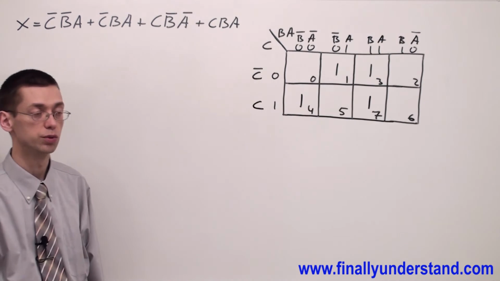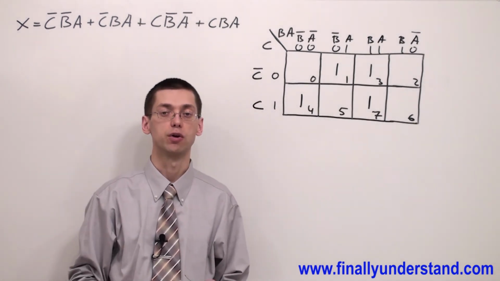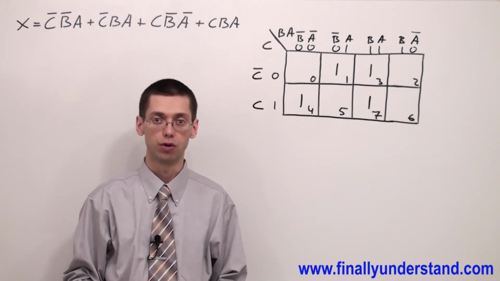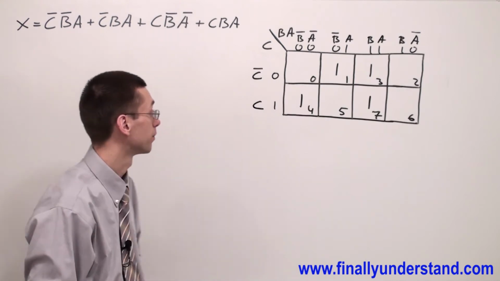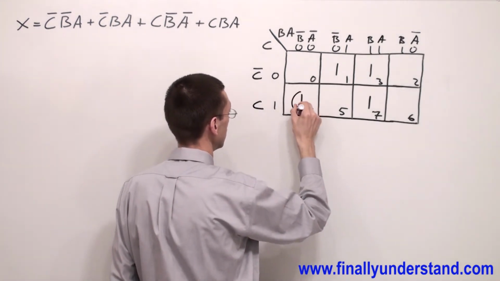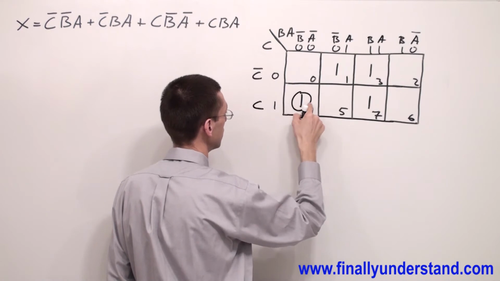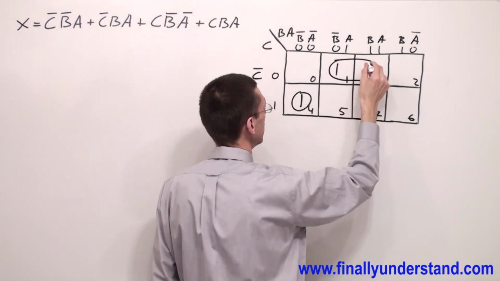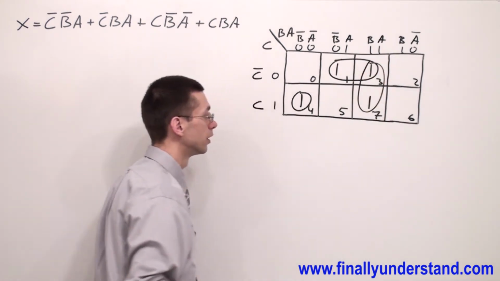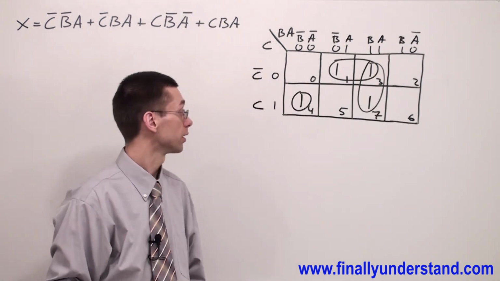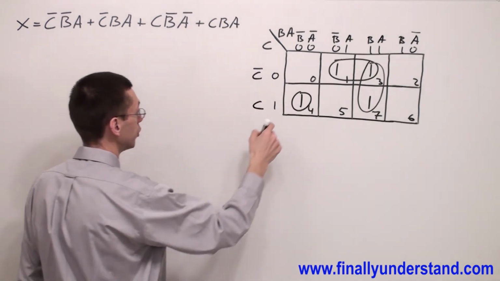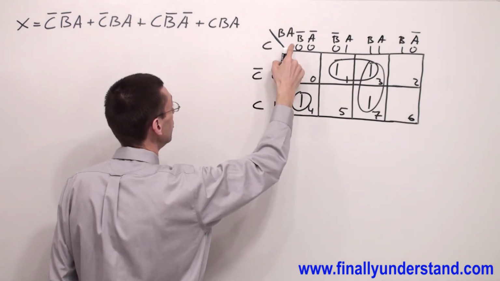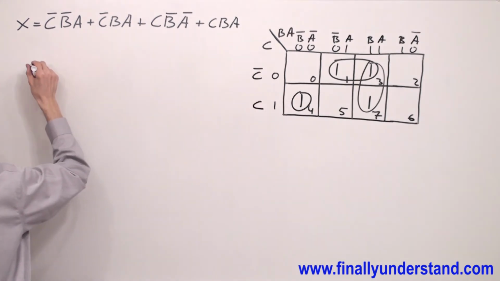Next, we're supposed to group these ones. Remember that for 3 variable Karnaugh map, we can make the groups of 1, 2, 4, or 8 ones. In this case, we have one group. We cannot couple this one with anything else. And we have second group, and we have third group. It doesn't matter from which group you are going to start. So I'm going to start from this one. So I have C, B naught, A naught.